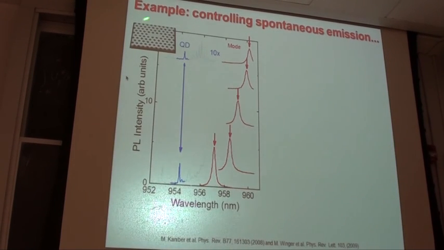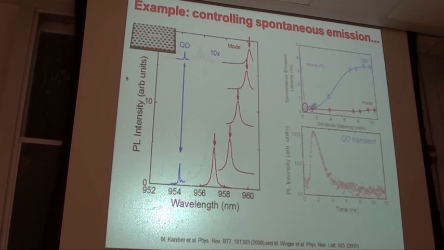This is an example in the weak coupling regime of cavity QED. It's a photonic crystal L3 cavity like this with a quantum dot inside. This is the quantum dot we're going to be looking at, this blue transition. And this red line shape here is the cavity mode, which we can tune in and out of resonance with this exciton transition. And we can measure the spontaneous emission lifetime as we shift this in and out of resonance with the exciton transition.